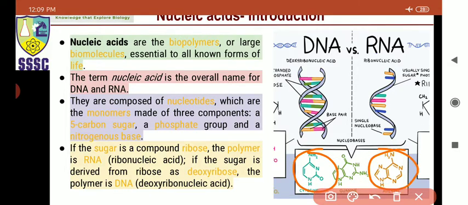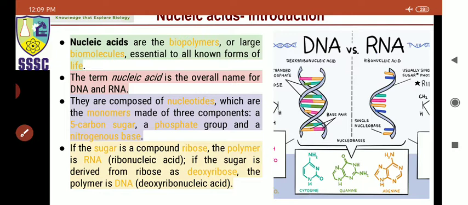cytosine, adenine, and guanine in both RNA and DNA. But DNA contains thymine, whereas RNA contains uracil as a nitrogen base. So these are the major differences between DNA and RNA. Again, we will take a broad discussion on their differences.